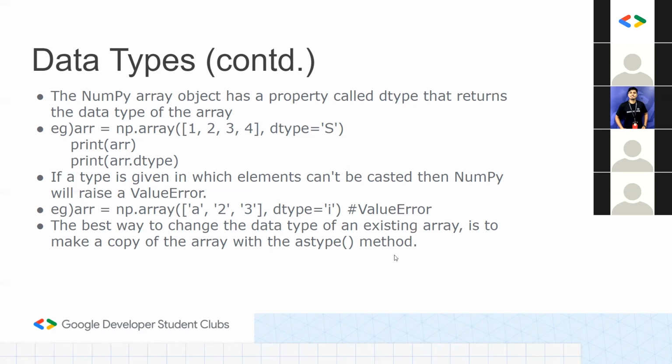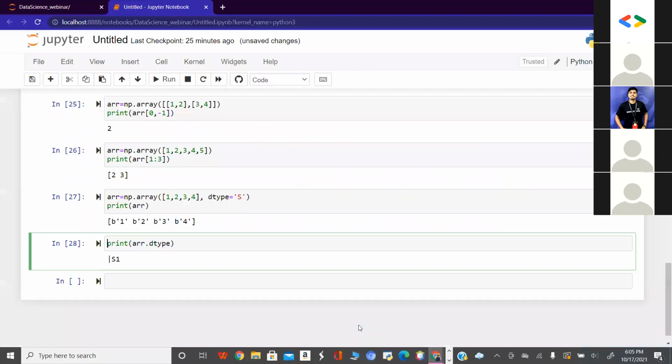The best way to change the data type of an existing array is to make a copy of the array with the astype method. Okay. Let's actually consider this example. Let's do that astype.